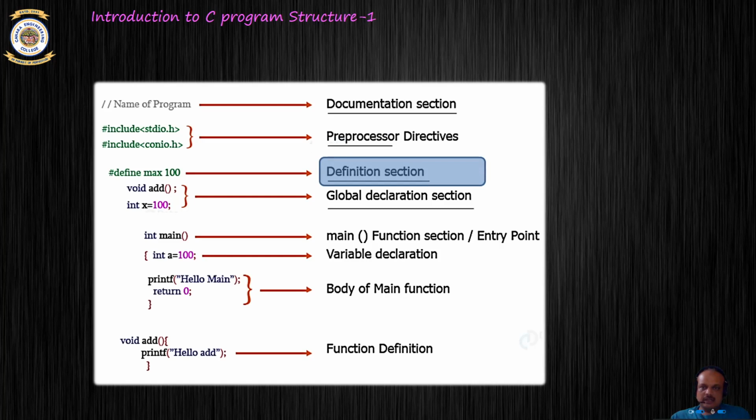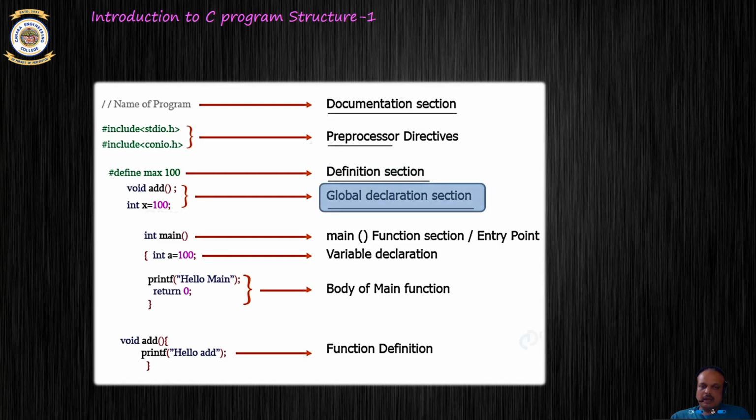Next is the definition section. In the definition section, the programmer defines constants which have a certain meaning. These constants are later used in the main program or subsequent functions so as to have a greater inference of what is happening in the code.